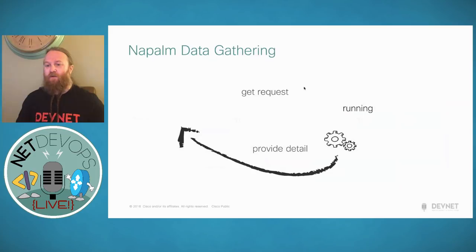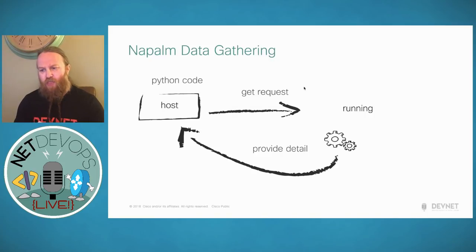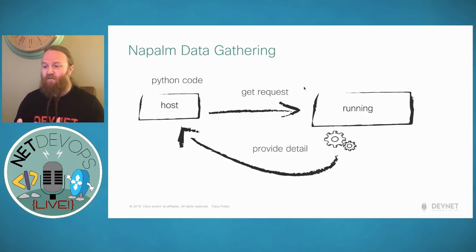So let's look first of all at NAPALM data gathering. A big job as a network engineer is that you want to get information from your devices. Here I'm going to show you what happens: you run the Python code, we send a GET request out to our device. That information is then pulled from the running configuration and the details are provided back to the host, which is running on your local machine. And that's how we gather the data back from NAPALM for data gathering.